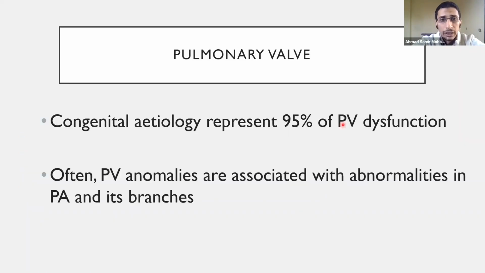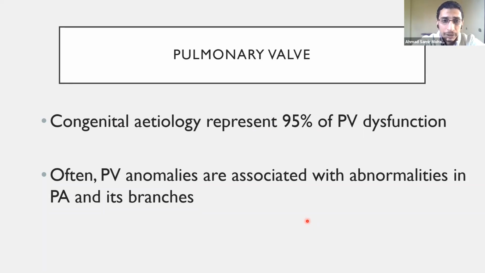The pulmonary valve, as a matter of fact, pulmonary valve dysfunctions are usually congenital, representing 95% of PV dysfunctions. Often the pulmonary valve anomalies are associated with abnormalities in the pulmonary artery and its branches. And as a matter of fact, this might have a very significant implication over the management strategy. Likewise, in pulmonary valve stenosis that is seen with patients born with tetralogy of Fallot.